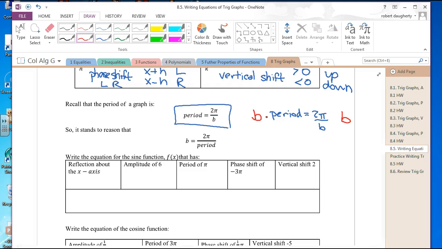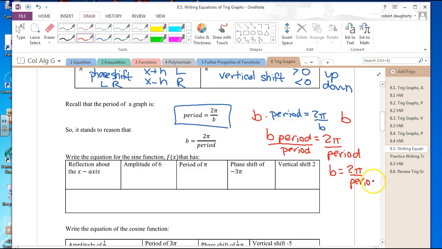What do I get on the right? Yeah, so I get b times the period equal 2 pi. Does everyone agree with that? What would happen then if I divide both sides by the period? What do I get? B equals 2 pi over the period. So B is equal to 2 pi divided by the period, okay?